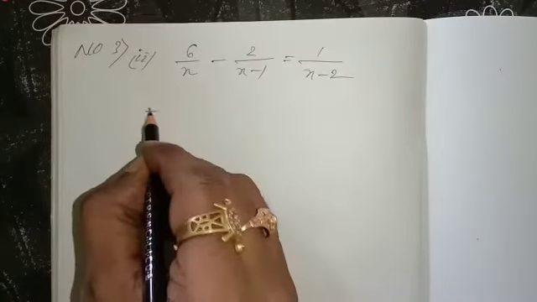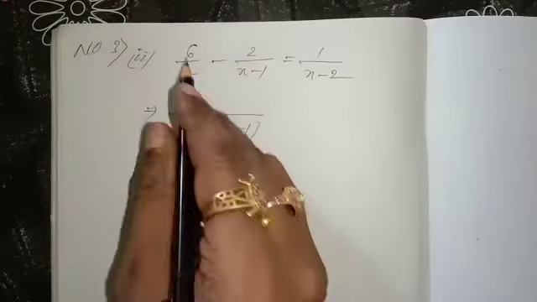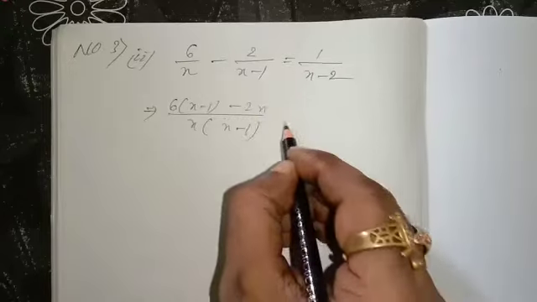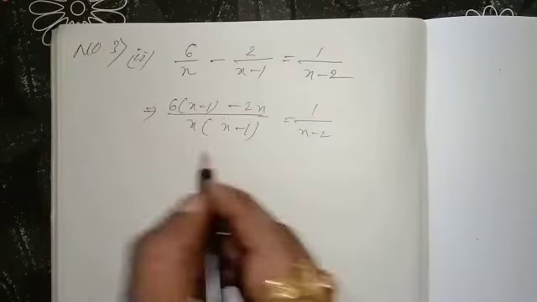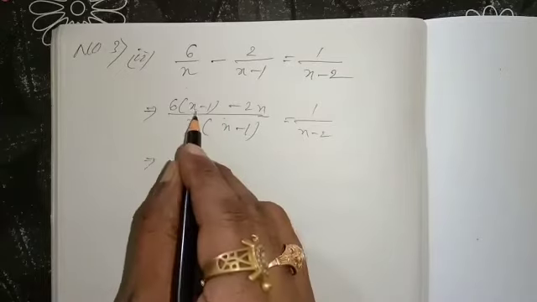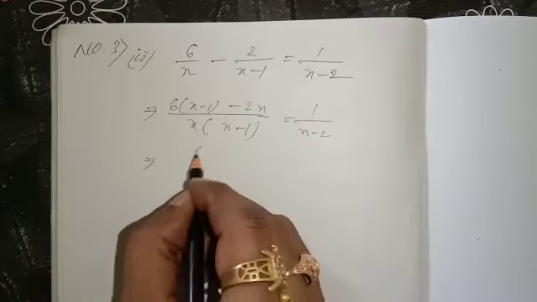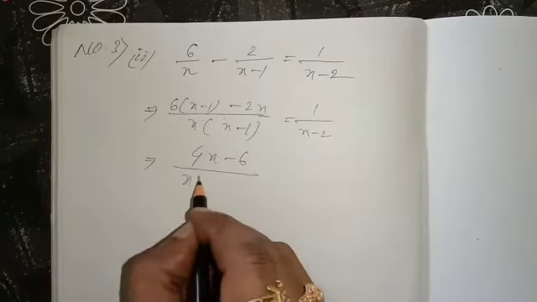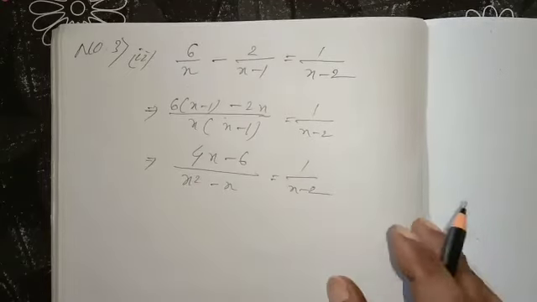You have to solve by factorization method. Take the LCM, this will be x(x minus 1). Now this is 6(x minus 1) minus 2x over x(x minus 1) equal to 1 by (x minus 2). After that, how much you are getting? This will be 6x minus 6, 6x here minus 2x, this will directly be 4x minus 6. Now you open this, x square minus x is equal to 1 by (x minus 2).